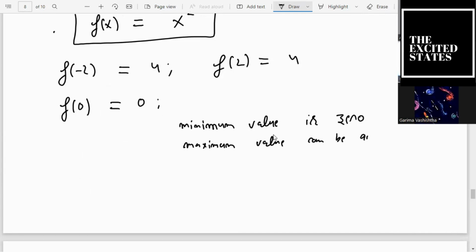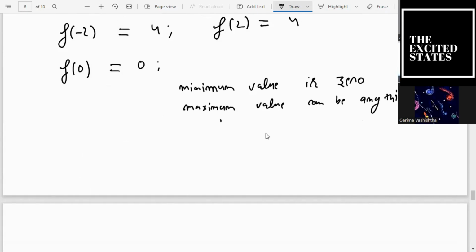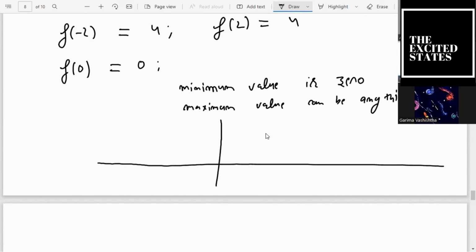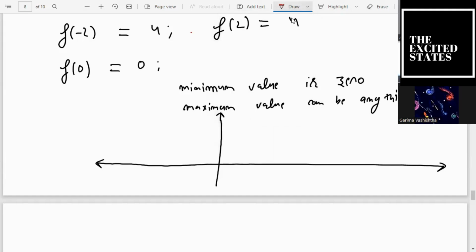Let me just tell you what the graph of this function will be. The graph of this function will be something like that. No matter if you are not getting the graph of this function for now, you will get all the details of the graph, how you can plot it and how you can do the analysis with the graph. You will learn all that. But for now, just let me tell you the graph of this function. So y equal to x square, the graph will be something like that. That means its minimum value is 0 and its maximum value is going towards infinity.